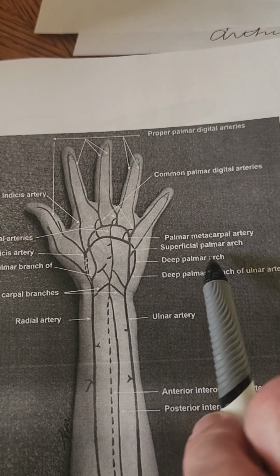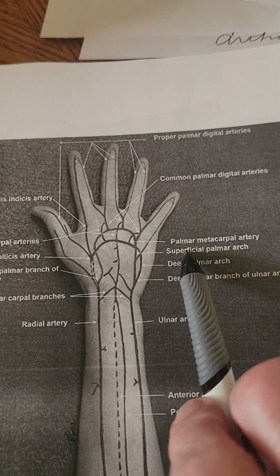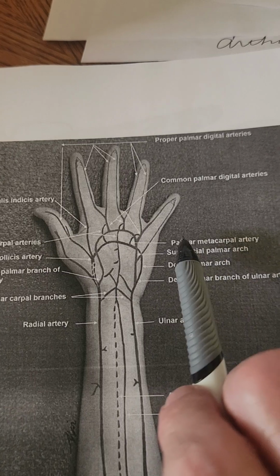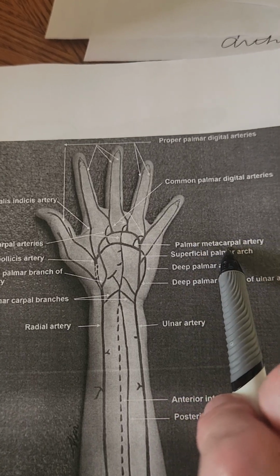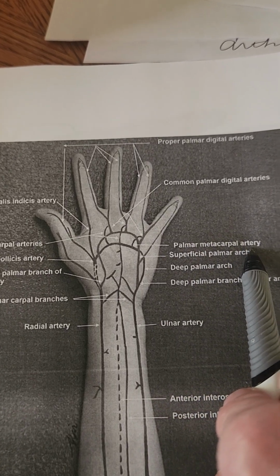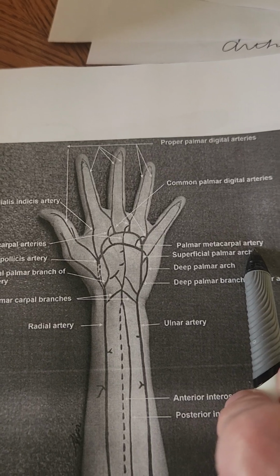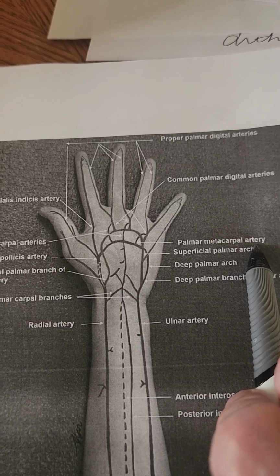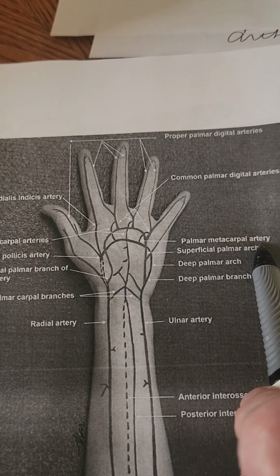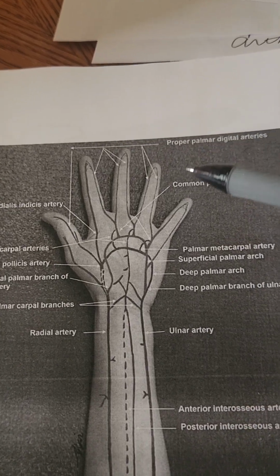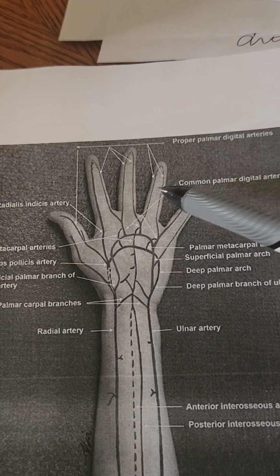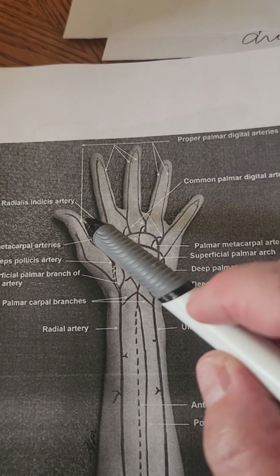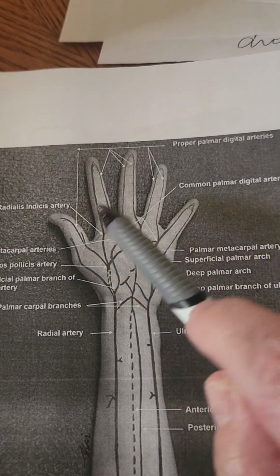Deep palmar arch. Superficial palmar arch. Palmar metacarpal artery. Metacarpal is the proximal bones in your hand. We're going to go over those next week. So once again, here's our pinky, our ring finger, our middle finger, our index finger, and our thumb for reference.